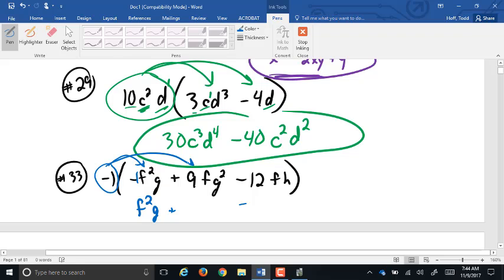-1 times 9, and I should erase that plus sign. That's a -9 fg squared because there's nothing to multiply that by, no variables. What's that? No, it's just f. Yep. Sure. Then I've got -1 times -12 is a +12. No variables here, so this just stays fh. And that's it.